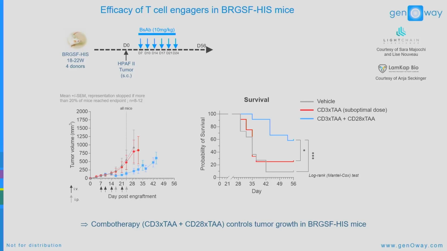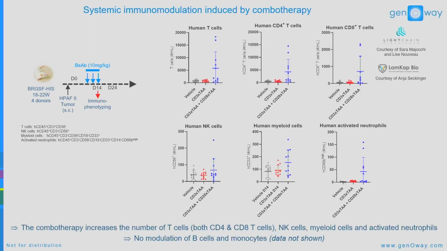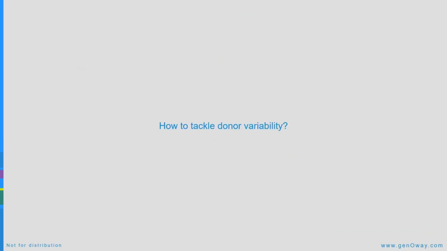which was correlated with the survival of the animals. Looking into the blood of these animals at day 14, we observe an increase of human T cells, CD4 and CD8, but also an increase of human activated neutrophils and myeloid cells. So although there are few cells in that system, the system is appropriate for T-cell engager assessment. How does donor variability now influence this type of results?